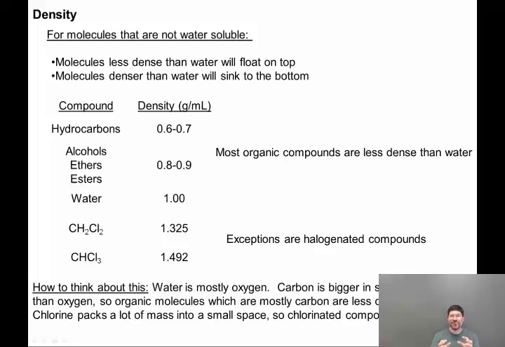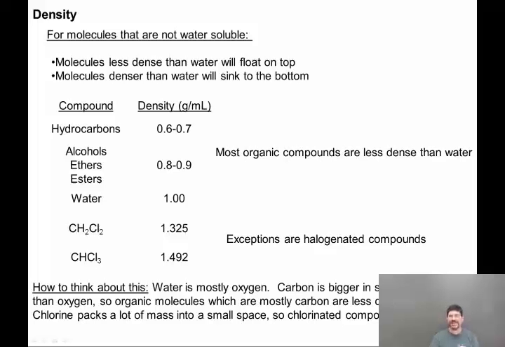Carbon, if you recall your periodic trends, is to the left of oxygen on the periodic table. So that means it's got a larger atomic radius than oxygen does. And it is also lighter than oxygen. A carbon atom has a mass of 12, whereas an oxygen atom has a mass of 16. So carbon, therefore, is less dense than oxygen is. It's got less mass in a greater volume. So organic compounds, which are mostly made of carbon, are going to be less dense than water.